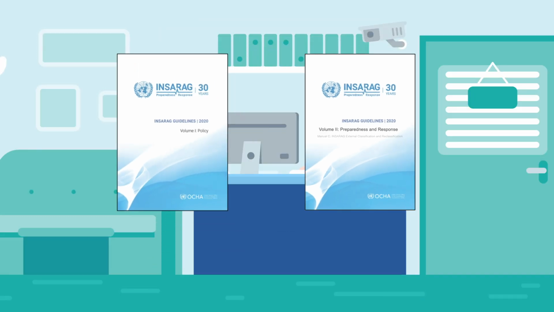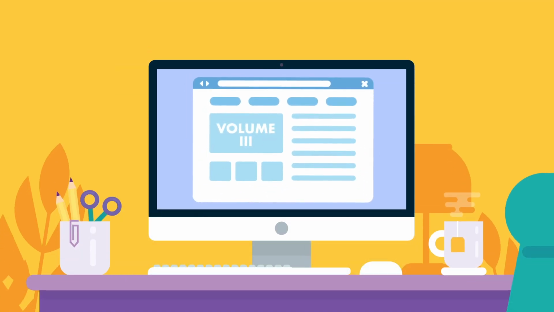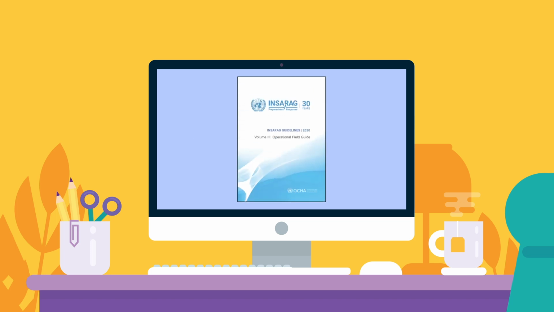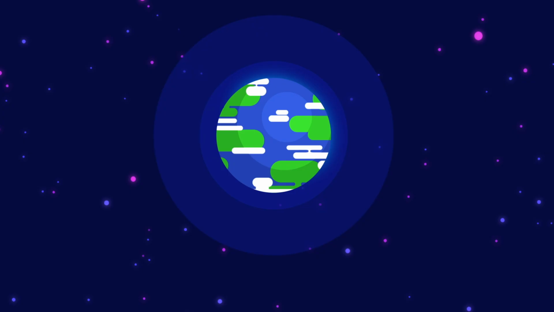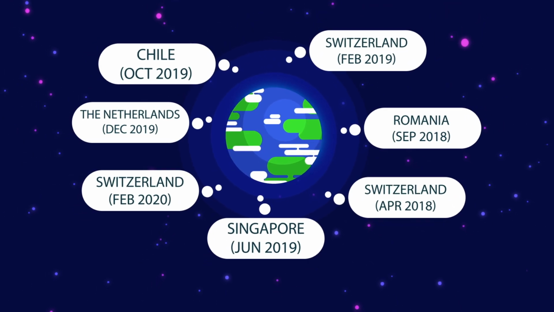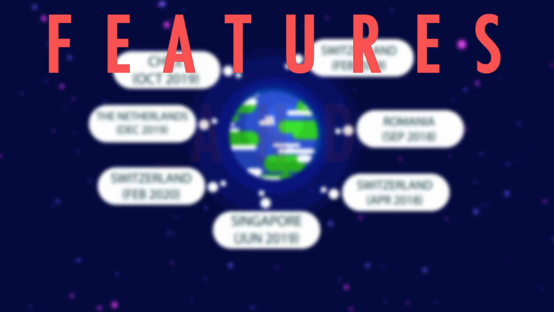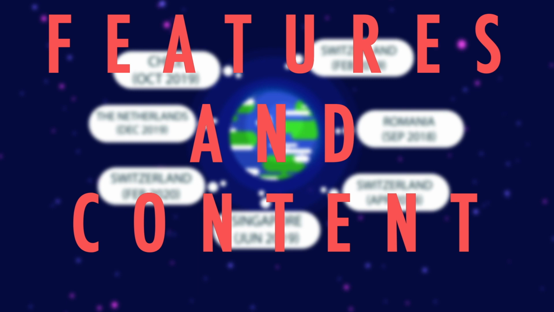Both Volume 1 and 2 are available in digital and physical copy. Volume 3 is designed to be a quick reference guide, providing field and tactical information. Volume 3 is only available in digital copy. Following a comprehensive review through numerous meetings and engagement platforms, the 2020 Guidelines has received significant updates in the form of features and content from its 2015 iteration.